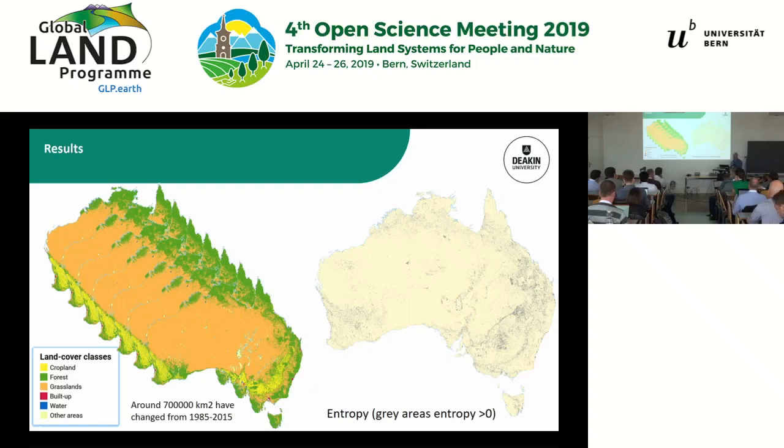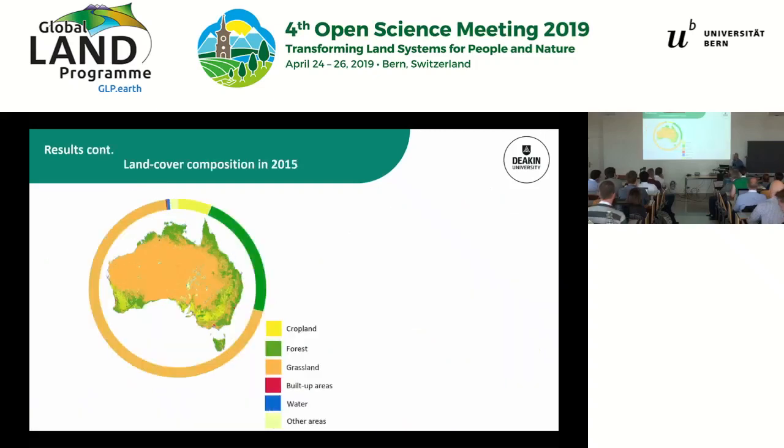But in urban and water areas and also in closed forests, we have high stability, like low uncertainty among our predictions. The land cover composition for 2015 in Australia shows that grassland is covering around 70% of Australia, followed by forest with 23%. And we calculated the relative change for each land cover class. So cropland has reduced, our preliminary results show, around 20% in the whole of Australia, and built-up areas have increased around 16%.